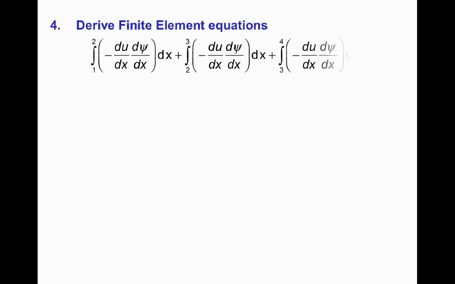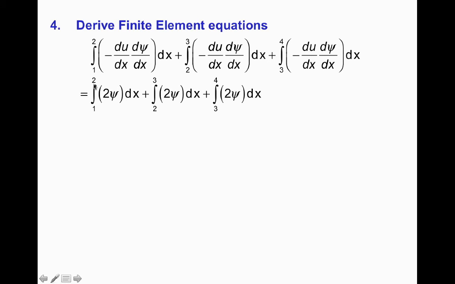So now we can derive the finite element equations by applying this approximation, and we can assemble our integral over the entire domain by breaking up into integrals over each of the elements. This is the contribution of element 1, integrating from x equals 1 to 2. This is the contribution of element 2, integrating from x equals 2 to x equals 3. And this is the contribution of element 3, integrating from x equals 3 to x equals 4, these terms that we previously derived. And then on the right-hand side, we have the integral from 1 to 2 of 2 psi. So this is the contribution to the right-hand side vector from element 1. This is the contribution from element 2. And this is the contribution from element 3.